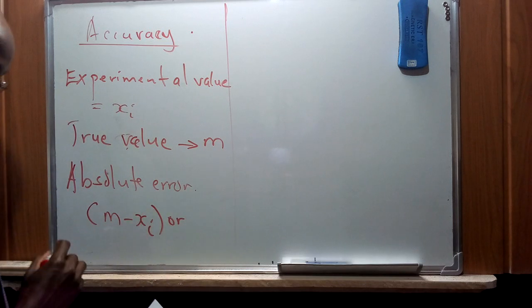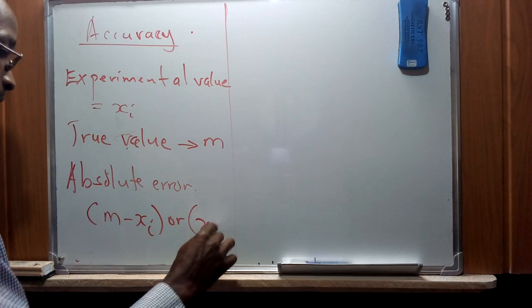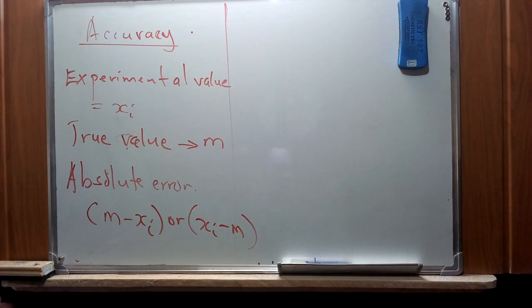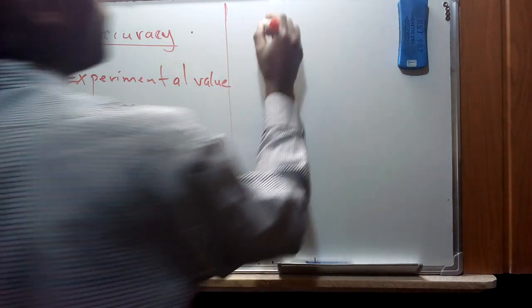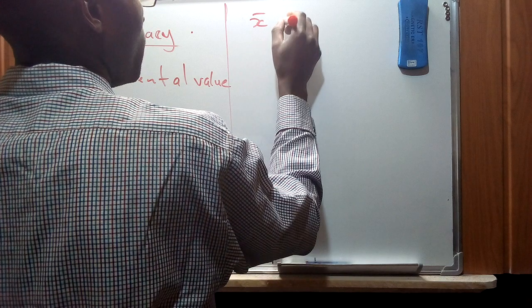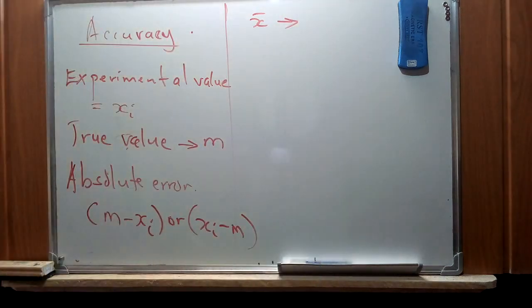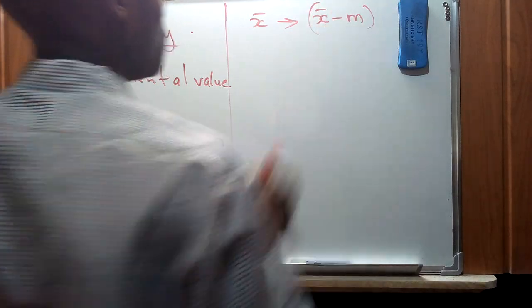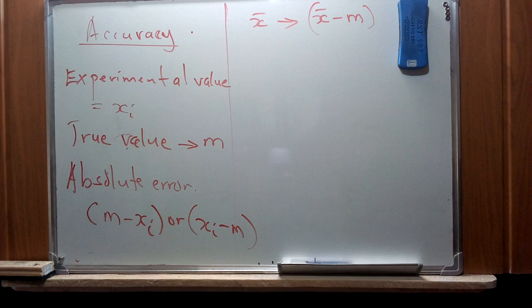Now that it's absolute, it can go either way. It can be represented as the measured value minus the true value, or either way. If we have achieved a mean, which is a representative of a value, we can give the absolute error still as the mean minus the true value. So that's going to give us the absolute error. And this is a way in which we can express an inaccuracy during statistical treatment of data.